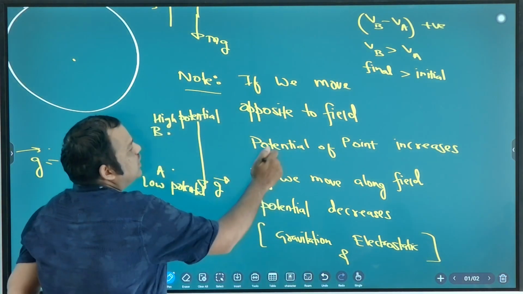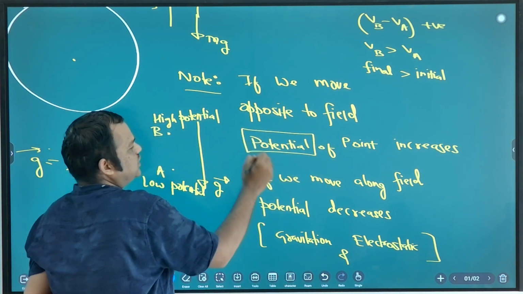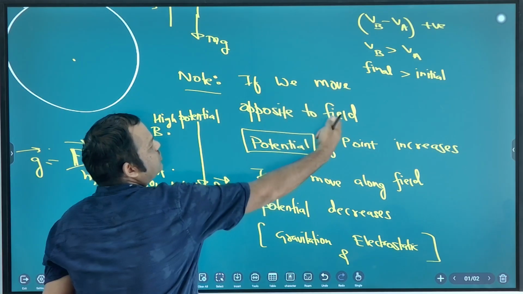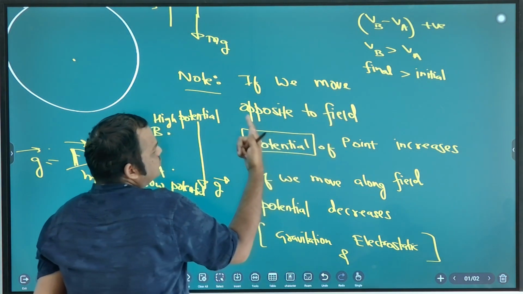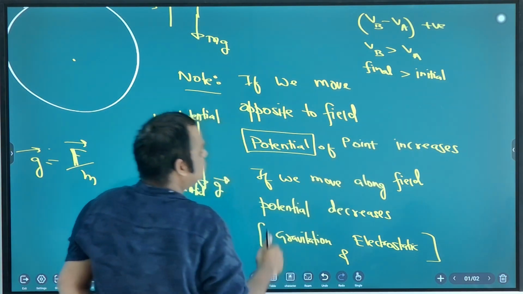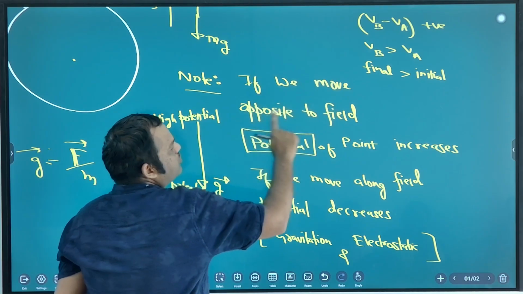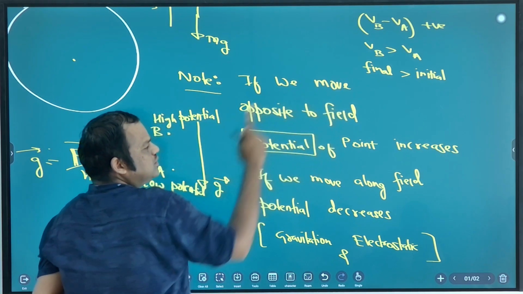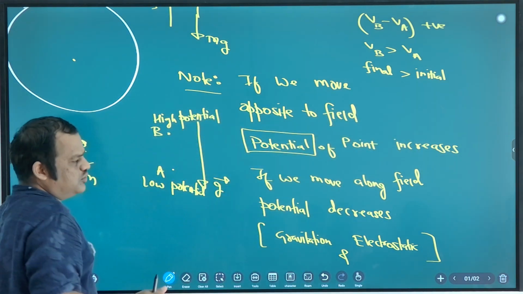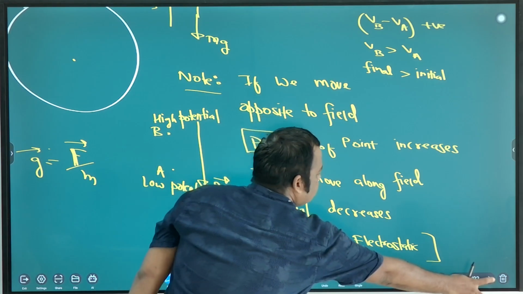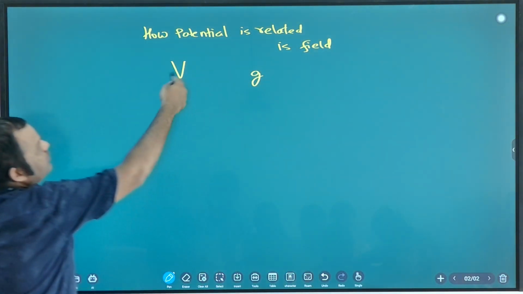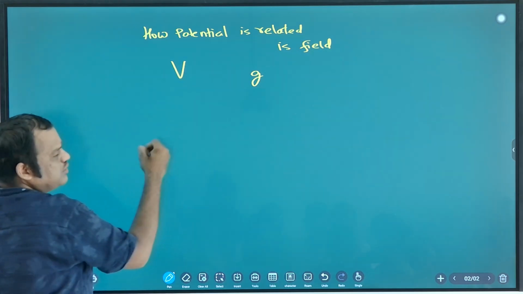When I talk about gravitational potential, if we move opposite to the gravitational field, the gravitational potential of the point increases. If we move opposite to the electric field, the electric potential of the point increases. Note down. Just remember the relation between V and G. You can remember this diagram also.